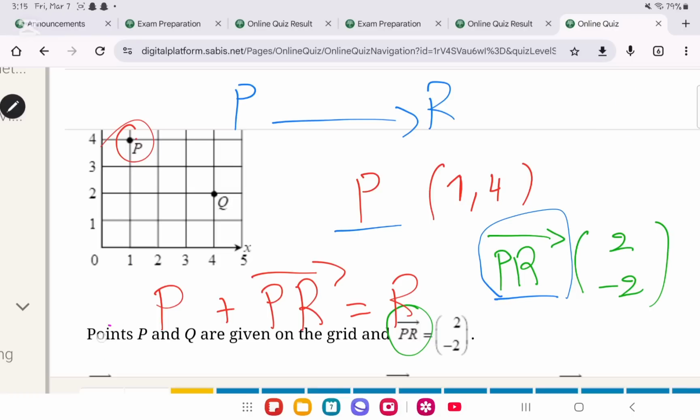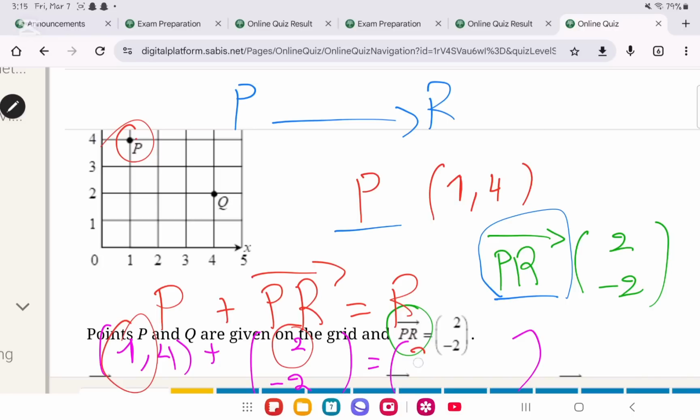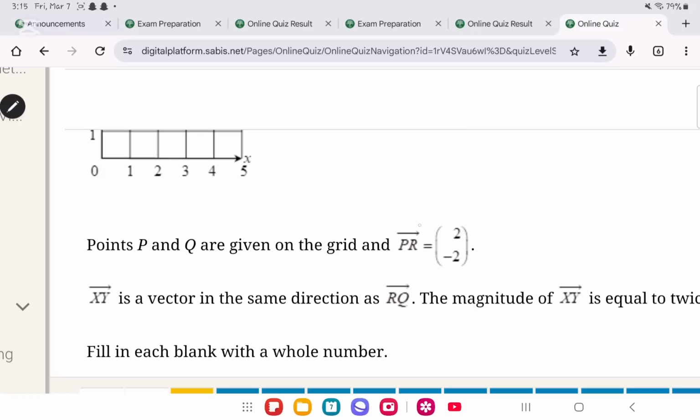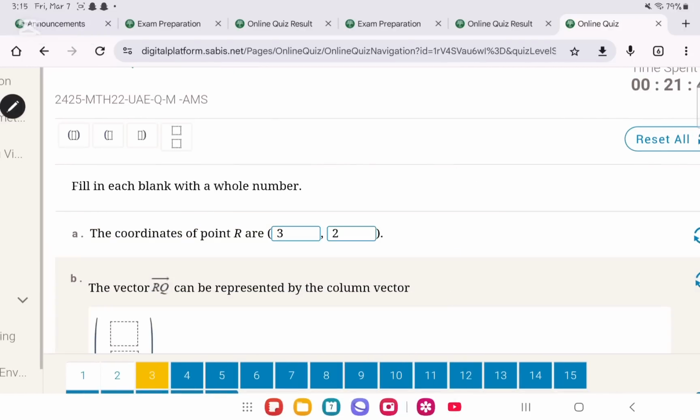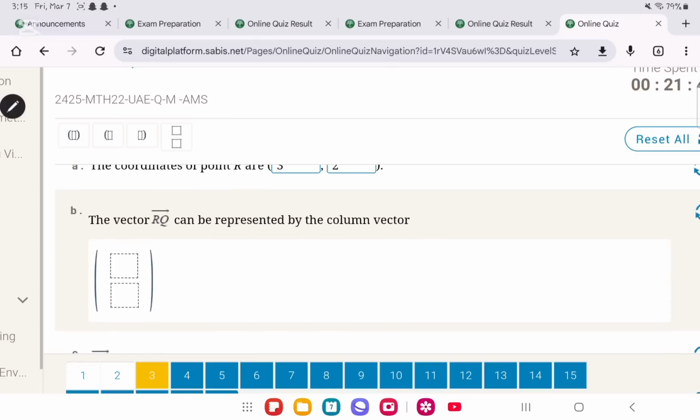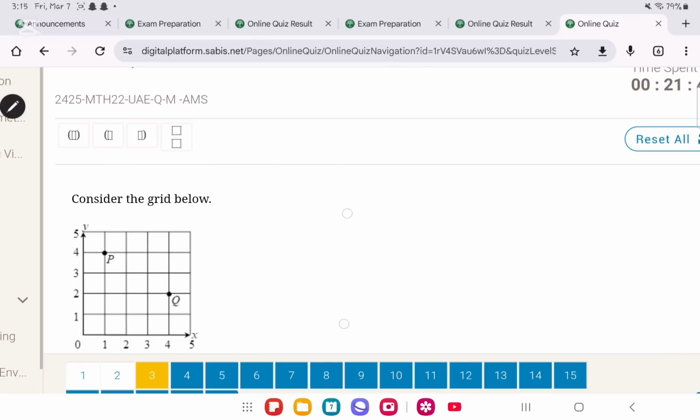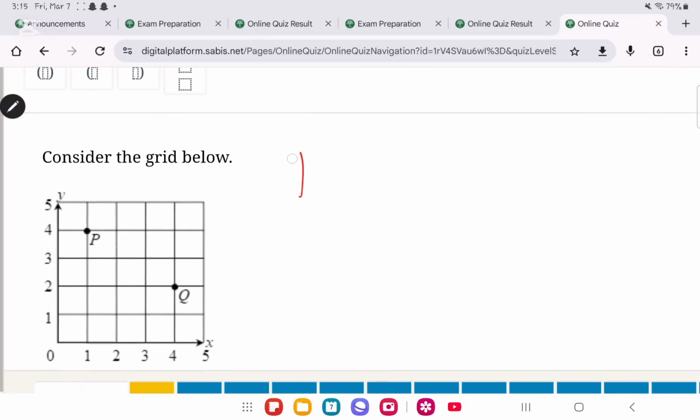Okay, so the value of P, it is 1, 4. The value of PR, it is 2 minus 2. And very simply, the value of R, it is gonna be 1 plus 2, which is 3, and 4 plus minus 2, which is 2. So the value of the point R is 3, 2, or its coordinates are 3, 2. Now, the vector RQ can be represented by the column vector, and we need to find the coordinates or the vector points. They said they need the vector RQ.